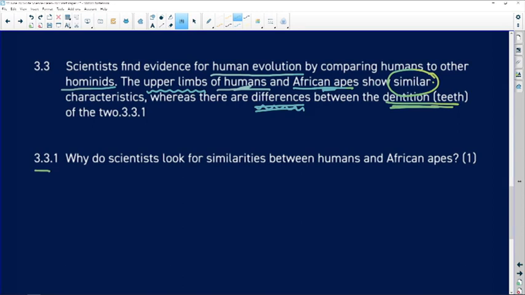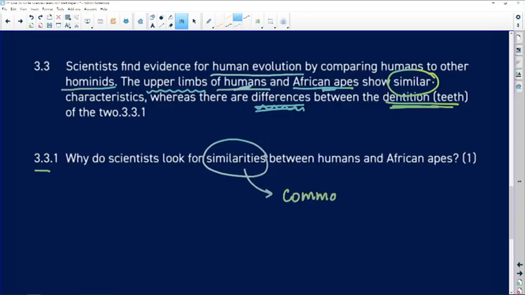We get to our first question. Why do scientists look for similarities between humans and African apes? What do these similarities tell us? Well, similarities are going to point to something called common ancestors. We are going to see that if we have something in common with African apes, it indicates or suggests that there might be a common ancestor to that ape and the human.